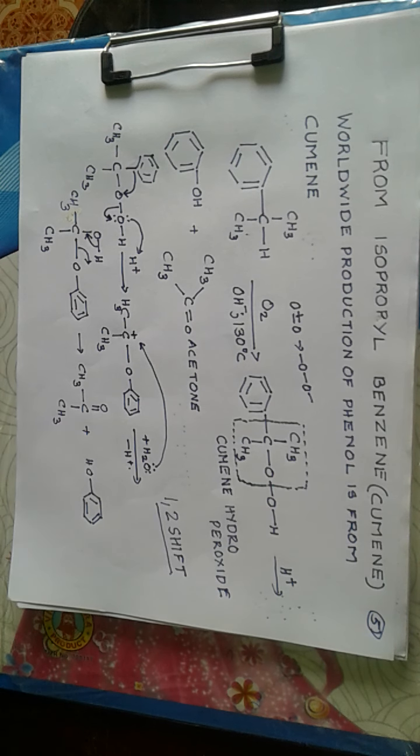So that is the mechanism of conversion of cumene hydroperoxide into phenol and acetone, and this is the worldwide method of production of phenol from cumene, that is isopropyl benzene. So that is enough.